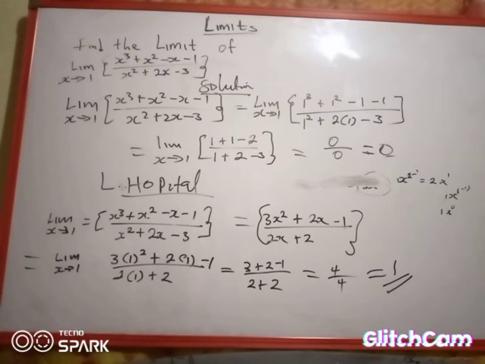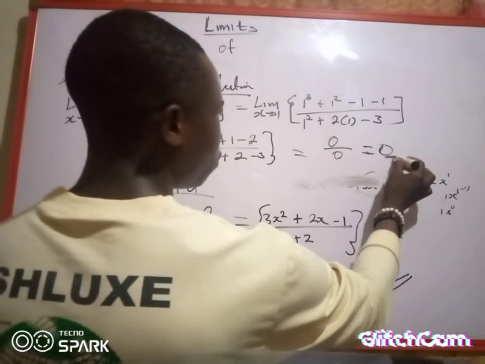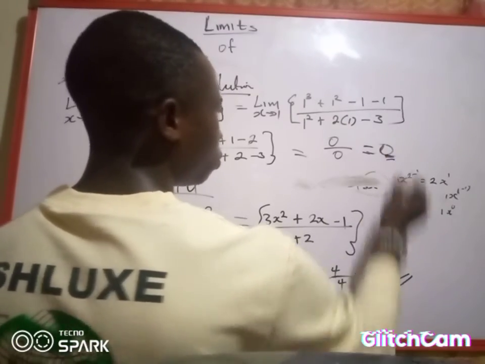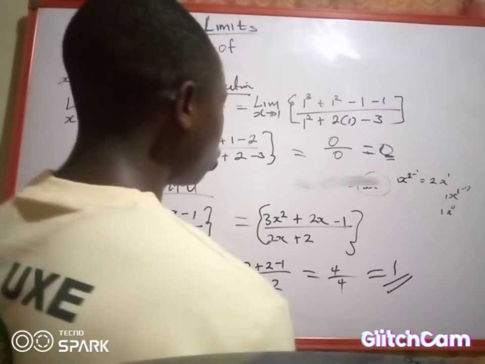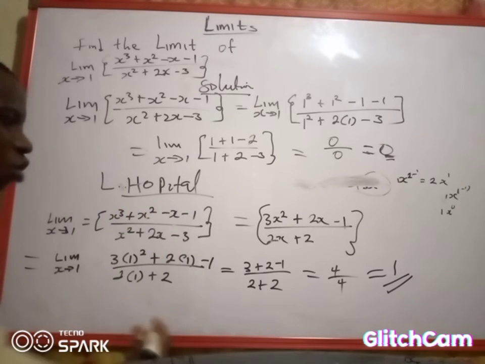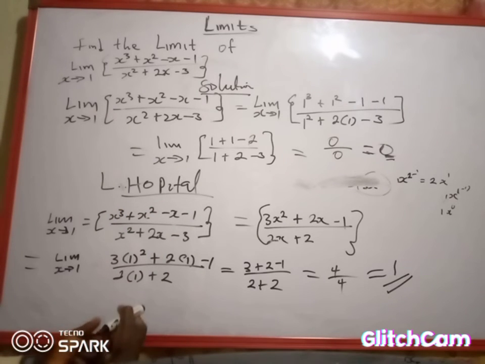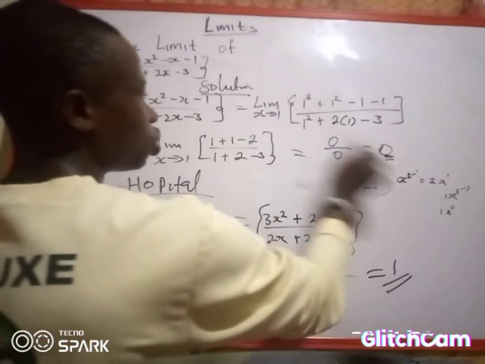If you are finding a limit and you get 0 over 0, the limit will not stop at that level. You are going to continue using L'Hopital's rule or long division. So maybe in my next video I will teach you how to use long division to solve such a problem.